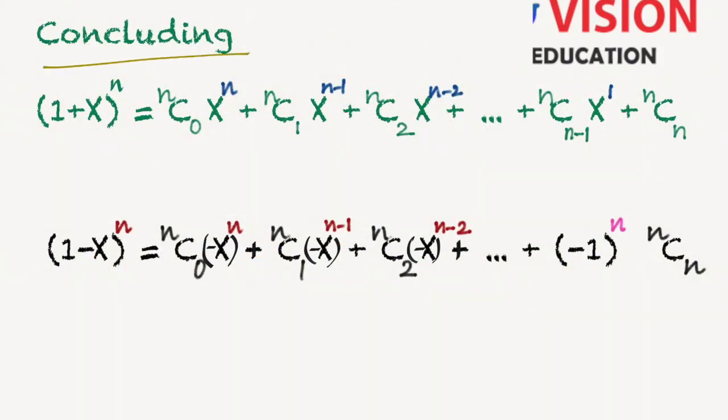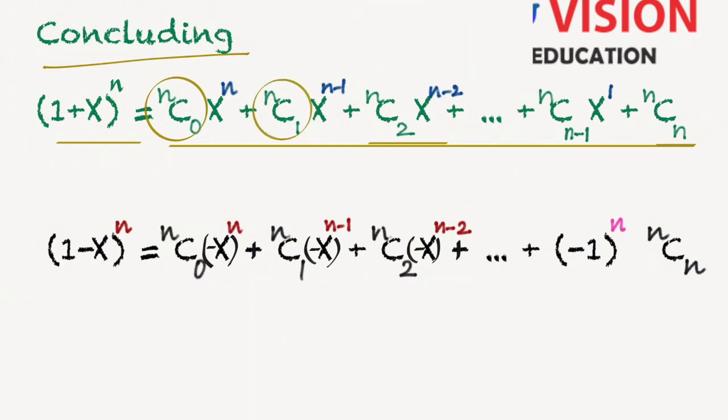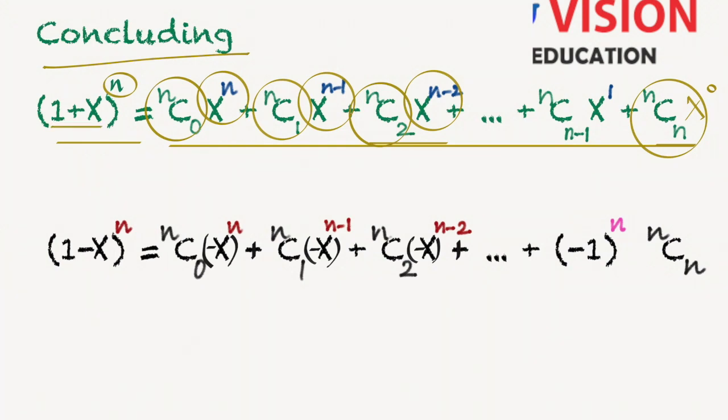So concluding, 1 plus x to the power n would be expanded as nc0 x to the power n plus nc1 x to the power n minus 1, nc2 x to the power n minus 2, then it goes on till ncn. If you focus, it starts with nc0, then nc1, then nc2, and ends at ncn. The first term will have x to the power n, then x to the power n minus 1, then x to the power n minus 2 till x to the power 0. And as you can see, there are 2 terms in the expression, and the power is n, so the total number of terms will always be n plus 1.